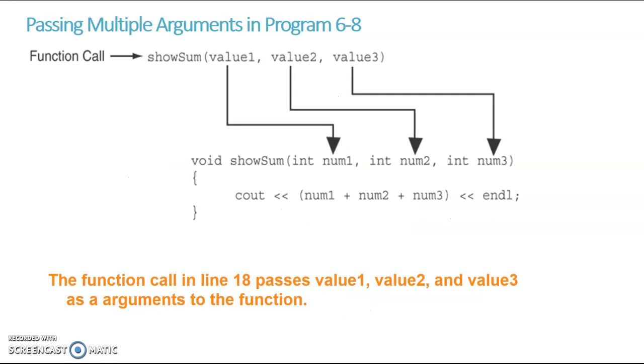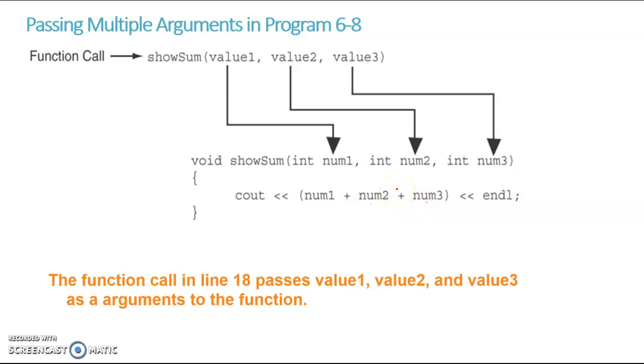Here's one where it is taking multiple values. So the function call passes value1, value2, value3, and in the signature of the function showSum, num1, num2, num3 represent a copy of whatever value1, value2, and value3 equaled in the function that called it. And so it will sum those three values together.